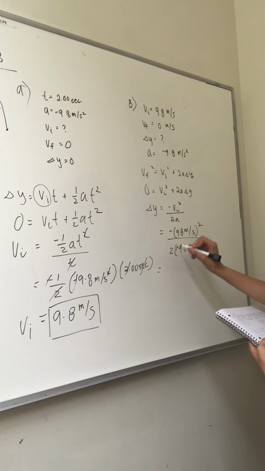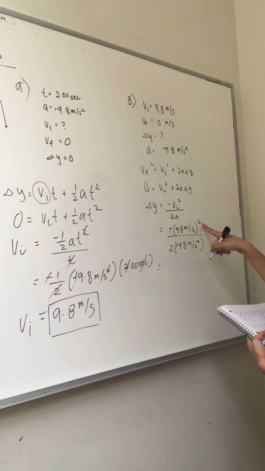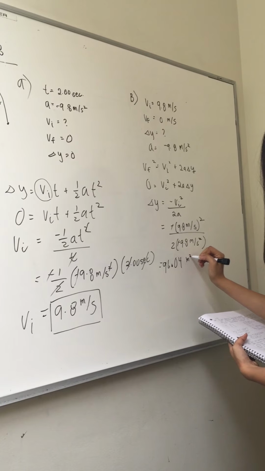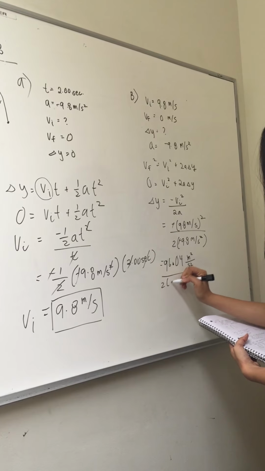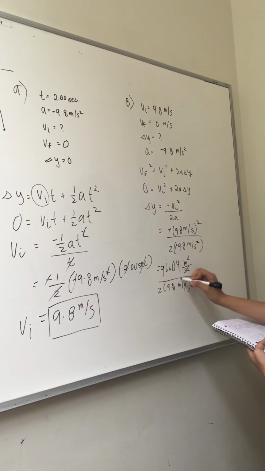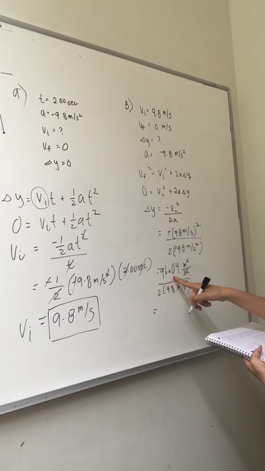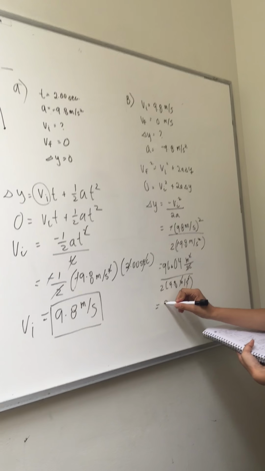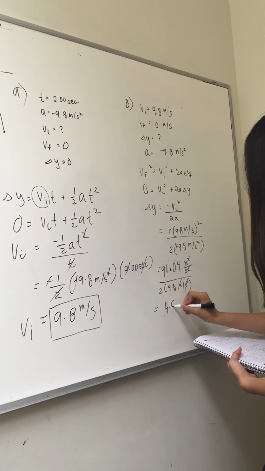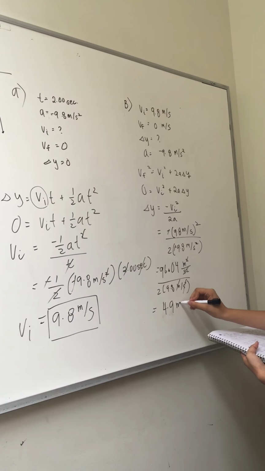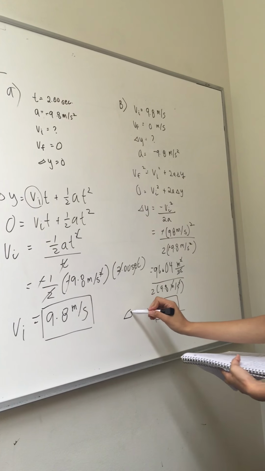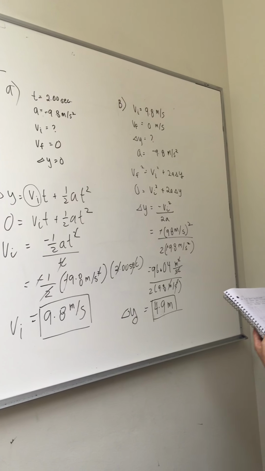If we calculate that, the negatives will cancel. 9.8 meters per second, squared, is going to be 96.04 meters squared per second squared, all over 2 times 9.8 meters per second squared. Seconds will cancel, the meter will cancel, and if we calculate 96.04 divided by 2 times 9.8, that gives you 4.9, and all we're left with in units is meters. So our maximum height that the ball reaches will be 4.9 meters, which is also delta y.